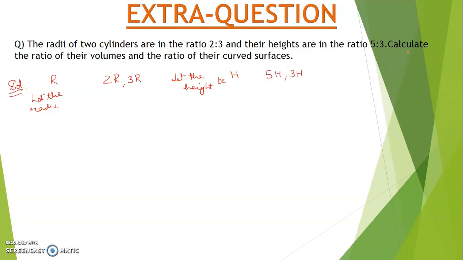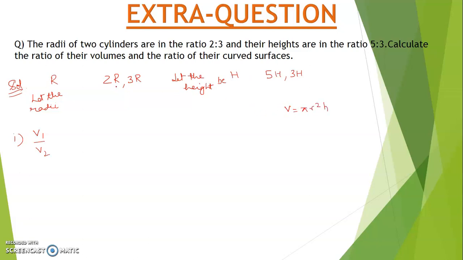Now it is saying calculate the ratio of their volumes, first part. Ratio of their volumes, so that will be V1 and V2. Are you following, students? The question is saying calculate the ratio of the volume, so V1 by V2 you have to take. So we know the volume of a cylinder. What is the volume of a cylinder, students? Volume of a cylinder is pi r square h.